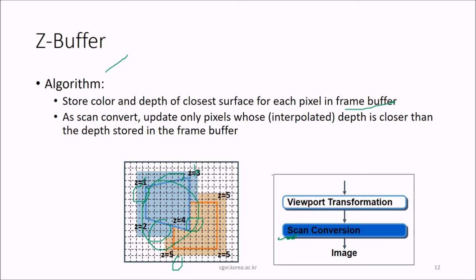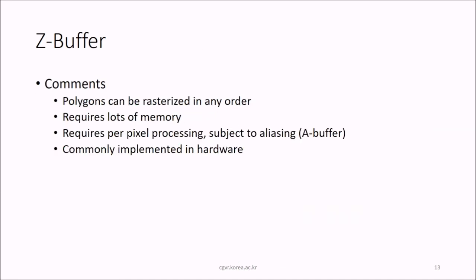As scan conversion takes place, we update only those pixels whose interpolated depth is closer than the depth stored in the frame buffer. Did you understand? We store the color and depth of the closest surface, and as we scan convert, we update only pixels whose depth is closer than the stored depth. Polygons can be rasterized in any order. It requires a lot of memory and per pixel processing, and the buffer is subject to area size. This is commonly implemented as a hardware Z buffer.